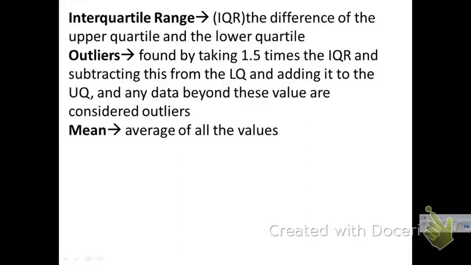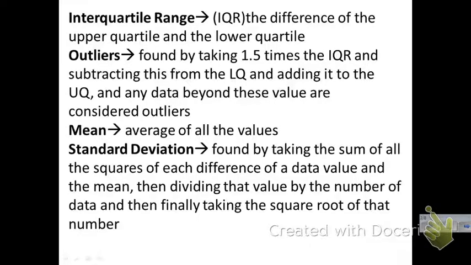The mean, we've talked about this before, is the average of all the values. Standard deviation, we've talked about it as well, and we find it by taking the sum of all the squares of each difference of a data value and the mean, and then we divide that value by the number of data, and then we finally take the square root of that number.